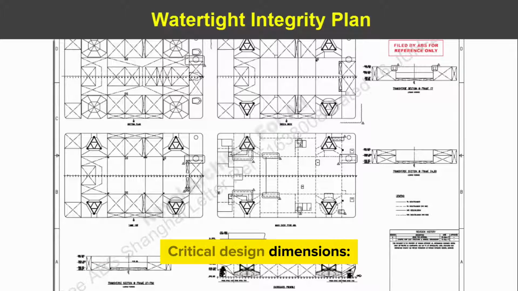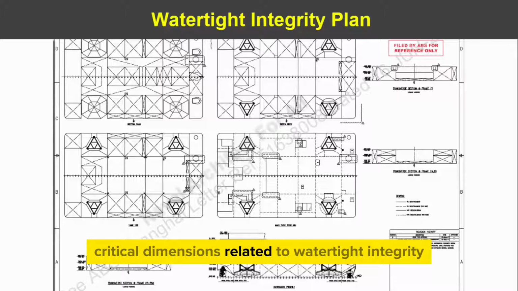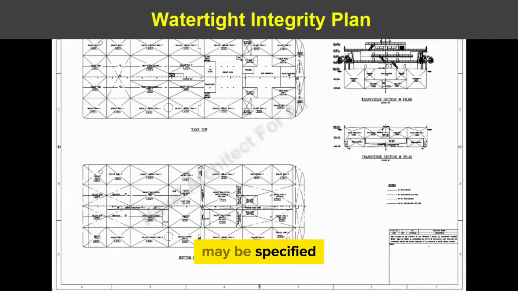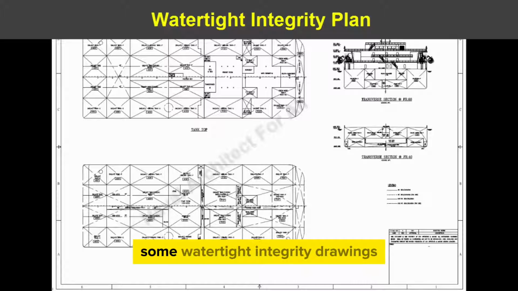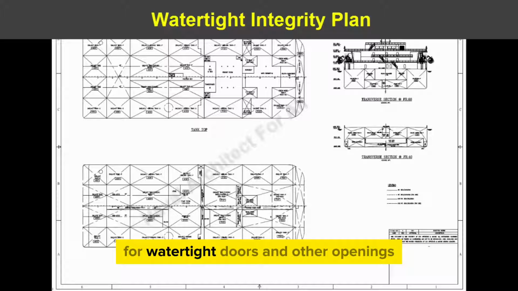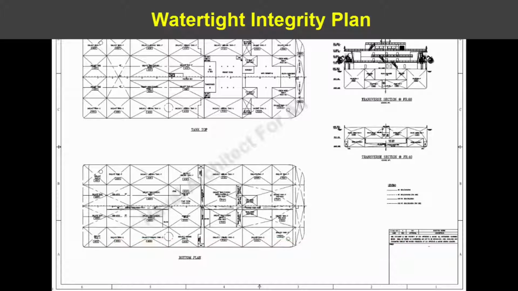Critical design dimensions. Critical dimensions related to watertight integrity, such as the height of openings above the waterline, may be specified. Emergency closure procedures. Some watertight integrity drawings include information on emergency closure procedures for watertight doors and other openings.